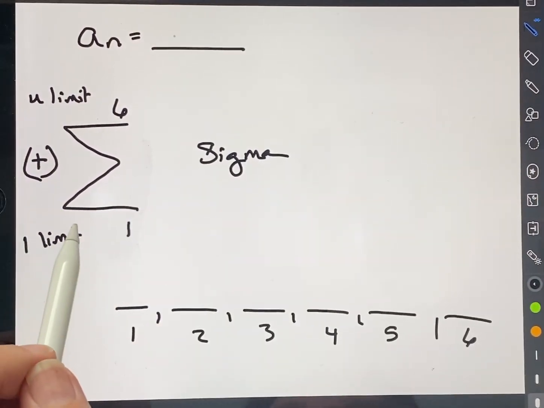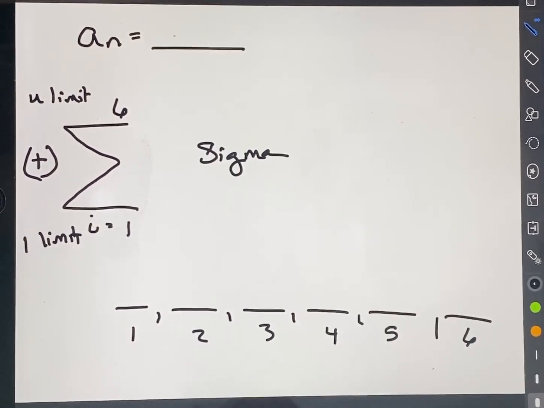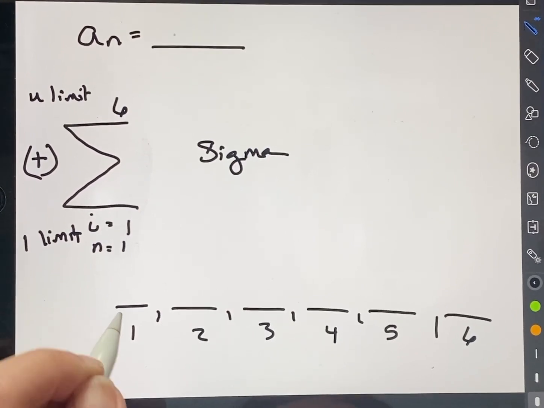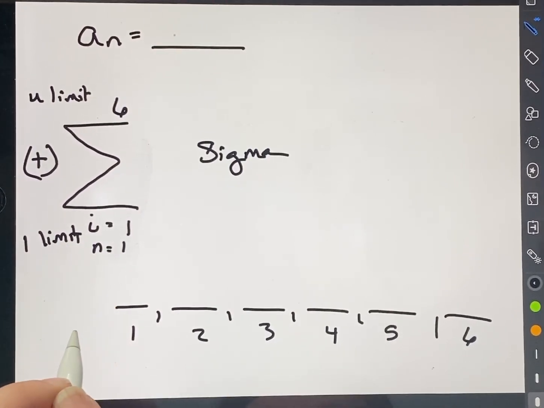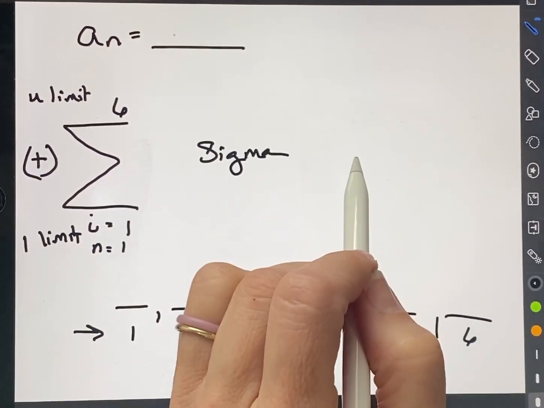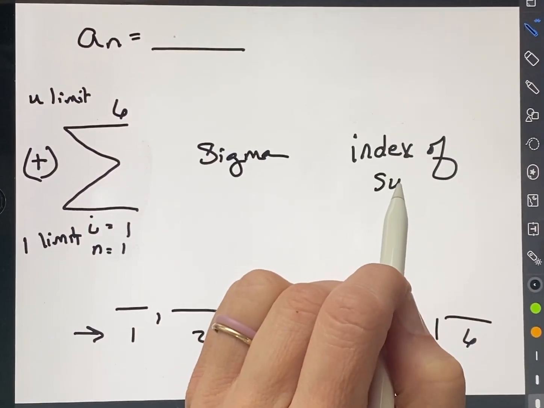Our limit also will typically have an i equals. It could have n equals that term. It is telling us which value we are going to start at. Often you might see different variables down here. Okay. And the reason they use i is it is called the index of summation.